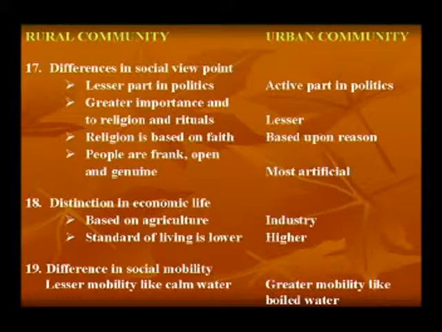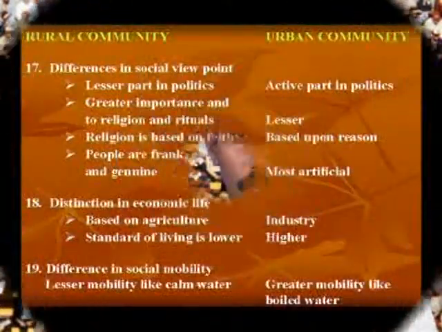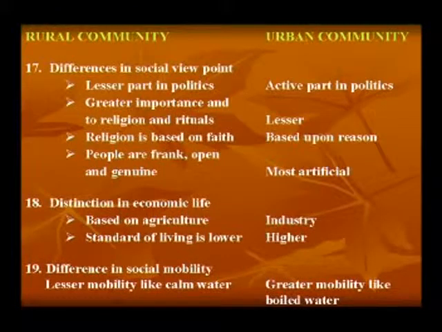And the 19th point is difference in social mobility. In rural areas, because of the smaller population, mobility among the people is very less. We cannot find that much mobility among the people. It looks like calm water. At the same time, in the urban areas, because of the larger population and density, the people have more mobility. They are always migrating from one place to another place. So it looks like boiled water.